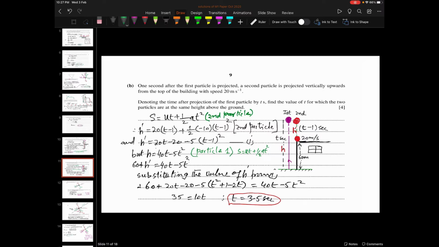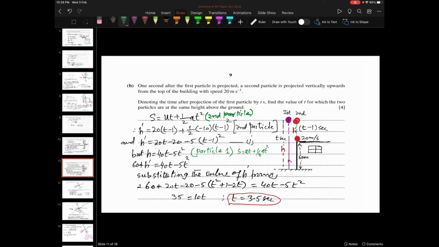Therefore, h dash is equal to 20t minus 20 minus 5 multiplied by t minus 1 whole square. Let it be equation 1. But h is equal to 40t minus 5t square. We got this value after using the formula S is equal to ut plus half at square for particle 1.